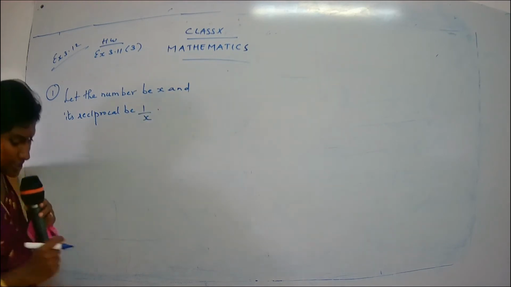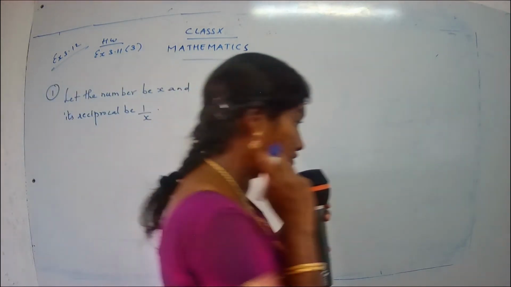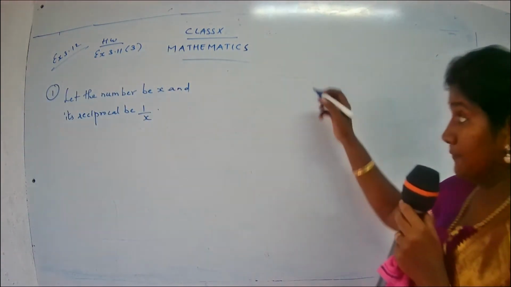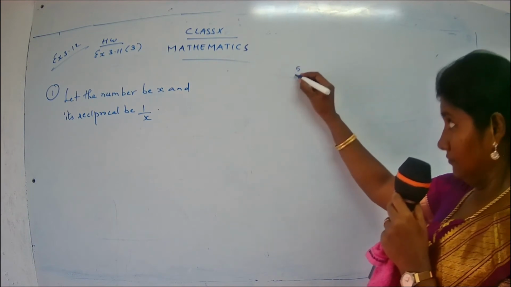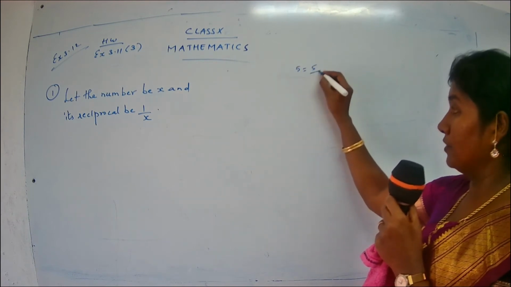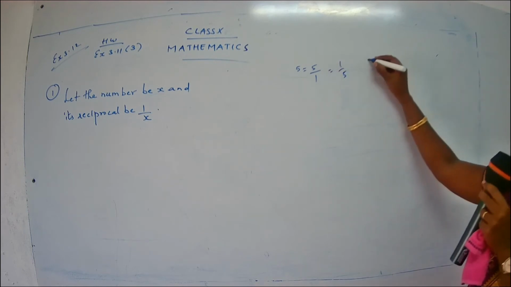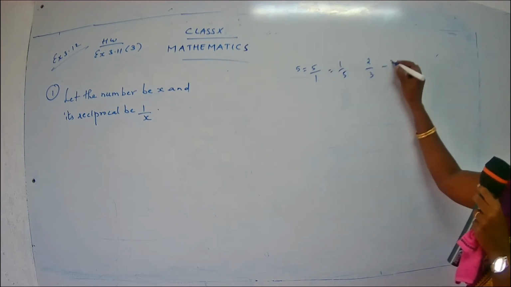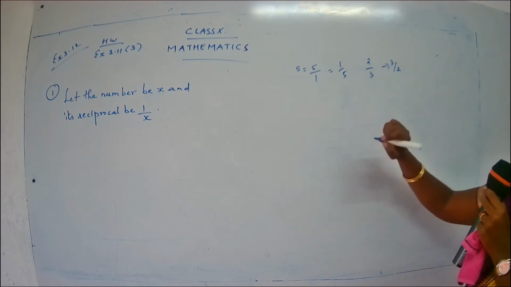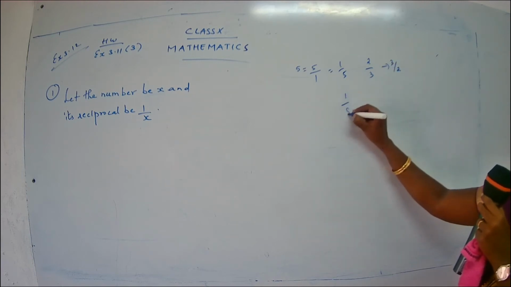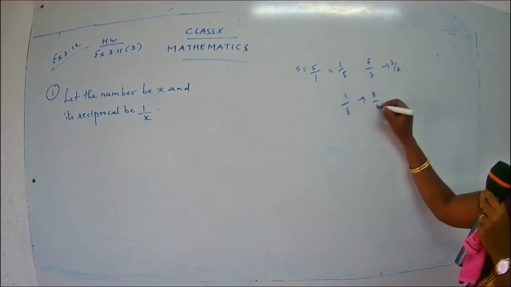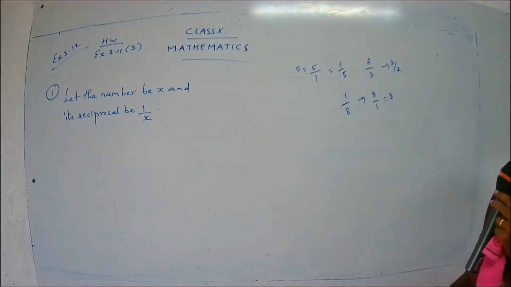Okay children, so I'll just explain to you the reciprocal by giving you some numbers. What will be the reciprocal of 5? 5 means 5 upon 1. So what is the reciprocal of 5? It will be 1 upon 5. Good. What will be the reciprocal of 2 upon 3? Yes, 3 upon 2. Okay, what will be the reciprocal of 1 upon 8? It's 8 upon 1, which can be taken as 8. So these are the reciprocals.